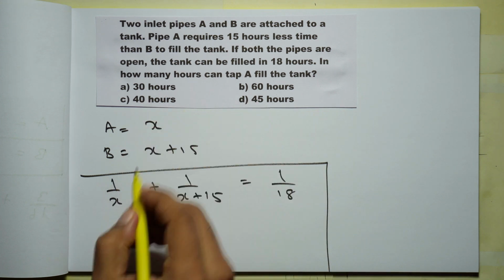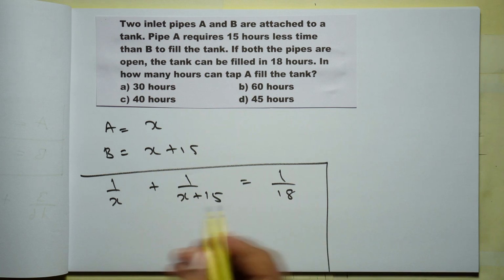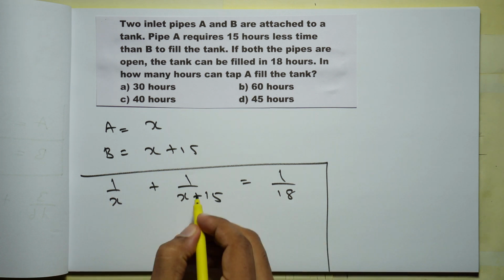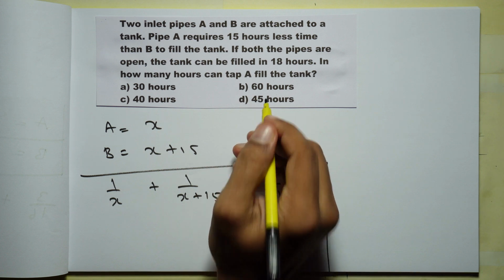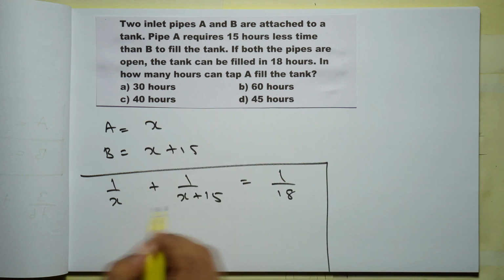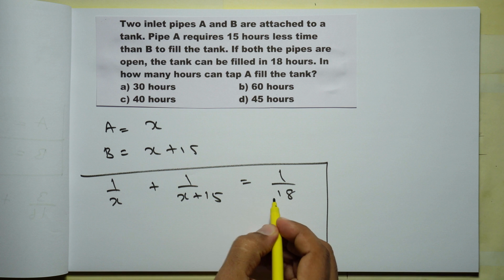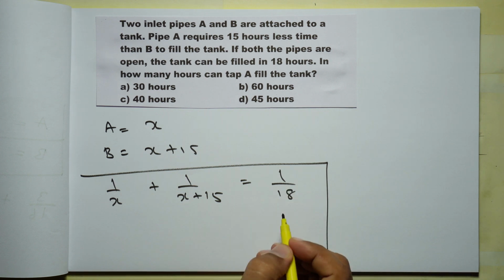So, identify the one that satisfies this equation. The one that satisfies will be the solution and that will be the answer. So we'll just substitute the values and see and identify the one that satisfies. That is the solution to this equation.